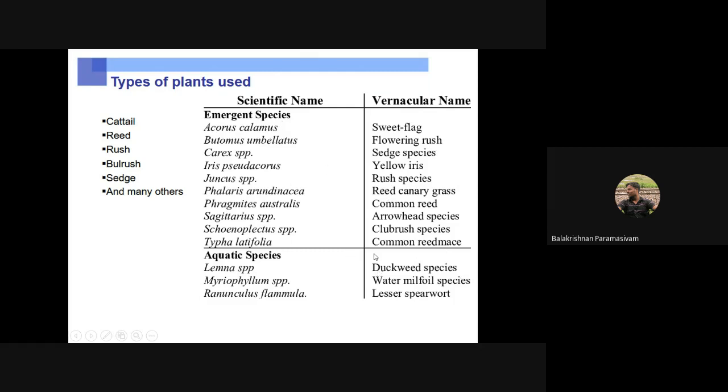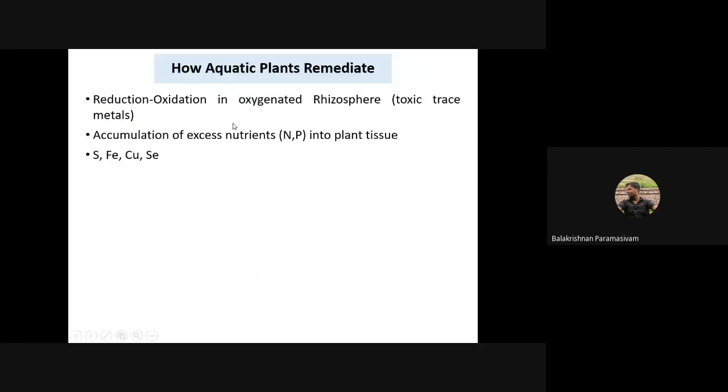This duckweed species, you can see in any lake and weed; most of the time it will be on the top of the eutrophication process here. So how do aquatic plants remediate? As already discussed, it is uptake of nutrients. Then it will also remove sulfur, iron, copper, selenium and other heavy metals. So other heavy metals also will be removed by the aquatic plants.